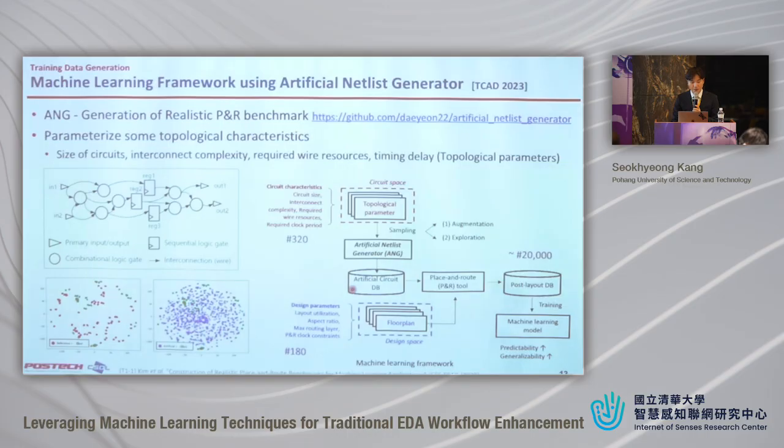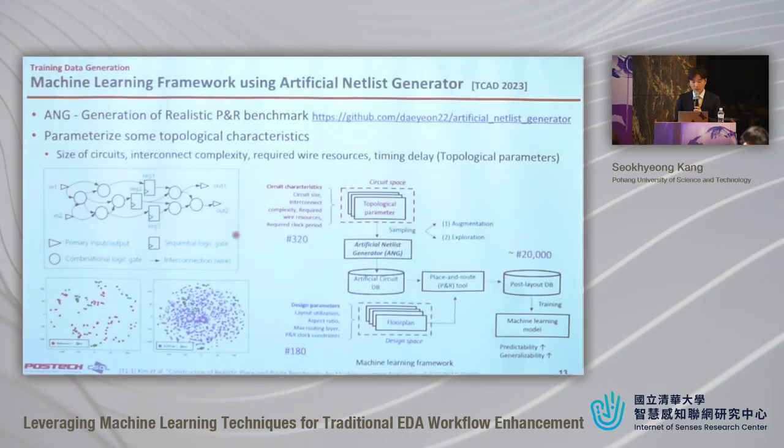The first publication is about the artificial netlist generator. In the morning, Professor Lin mentioned that data is very important, right? And we don't have enough data for the design, of course. So our group developed this netlist generator. It can generate based on some topological characteristics of the design. We extract such characteristics from the real design, and we can regenerate different designs.